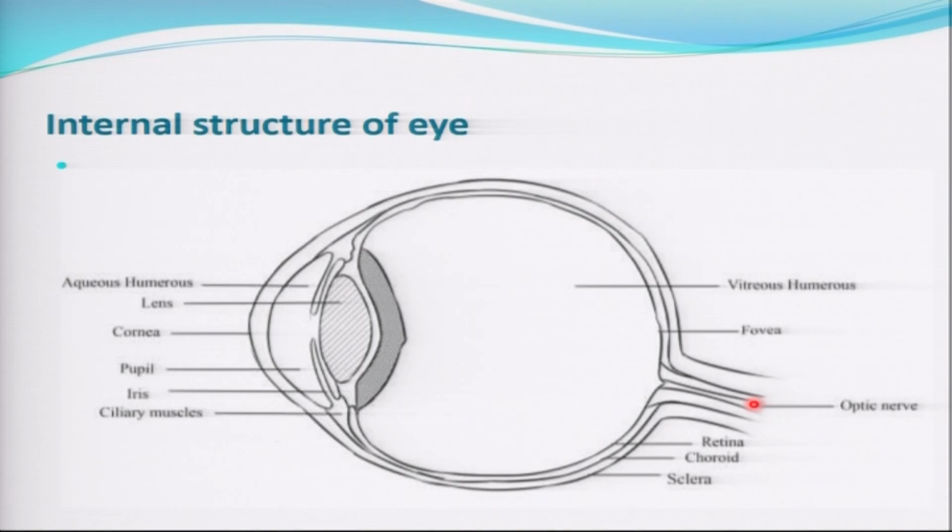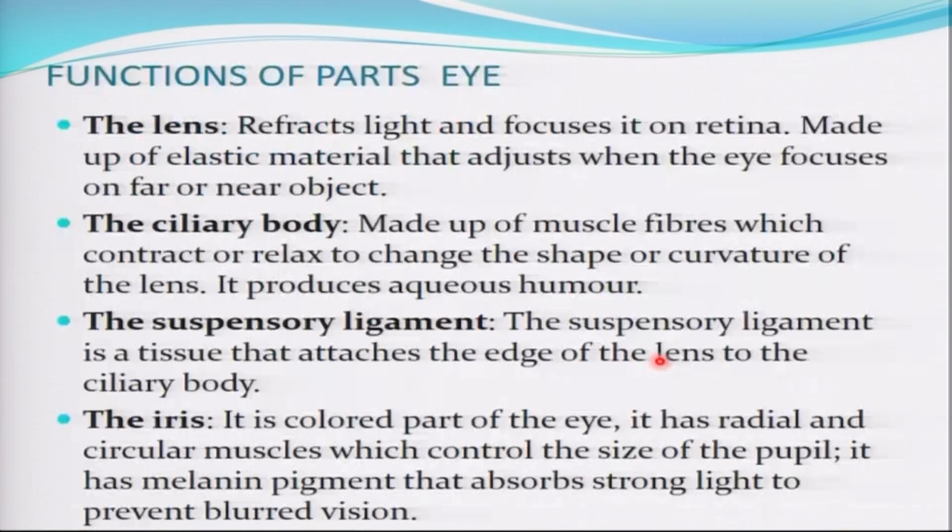Then you have here the optic nerve. The optic nerve is there. It is the one that will pick the impulse and carry the impulse to the brain. Yeah. And then you have also the fovea here. So you can ask yourself the function of each part.